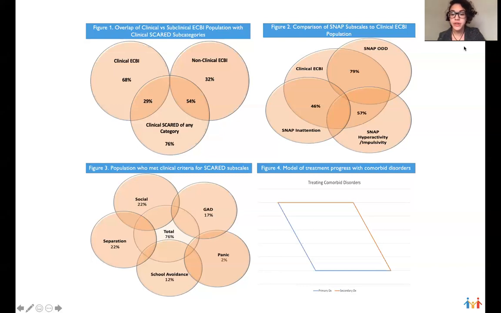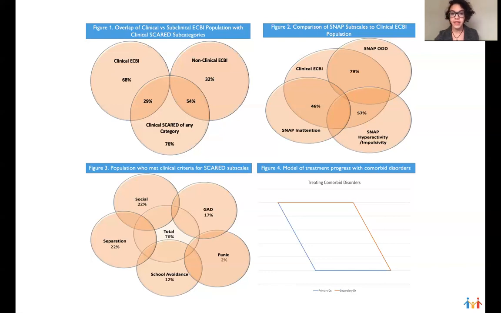In figure 2, we are looking at the comparison of the SNAP subscales to the clinical ECB population. And again, you see this great overlap, not surprisingly, of ODD symptoms and a clinical ECB score, that's that 79%. But you also see this 57% of the population who had a clinical ECB score also met clinical cutoffs for hyperactivity and impulsivity symptoms in the SNAP.